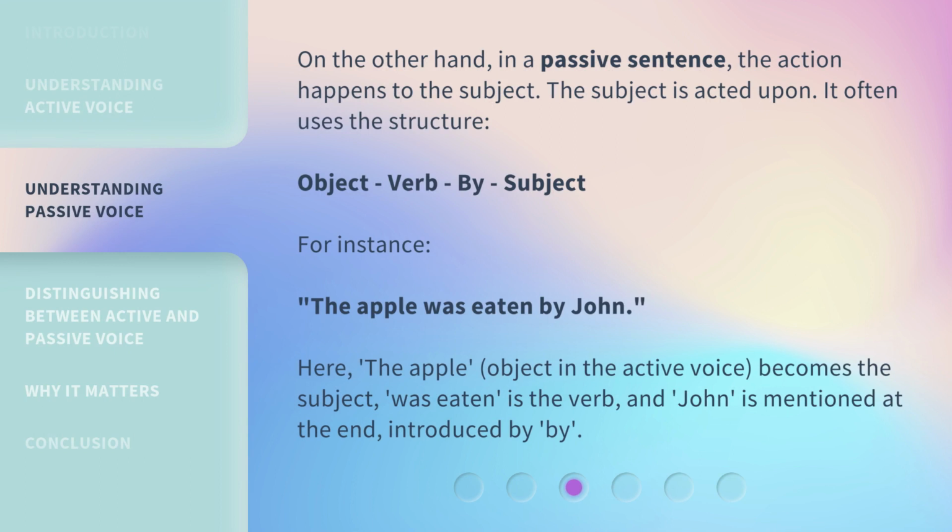On the other hand, in a passive sentence, the action happens to the subject. The subject is acted upon. It often uses the structure object, verb, by, subject. For instance, the apple was eaten by John. Here, the apple, object in the active voice, becomes the subject, was eaten is the verb, and John is mentioned at the end, introduced by.